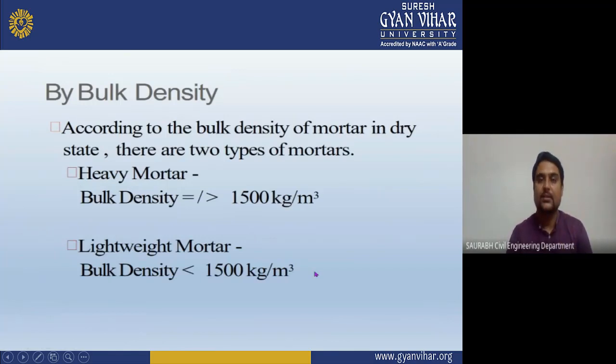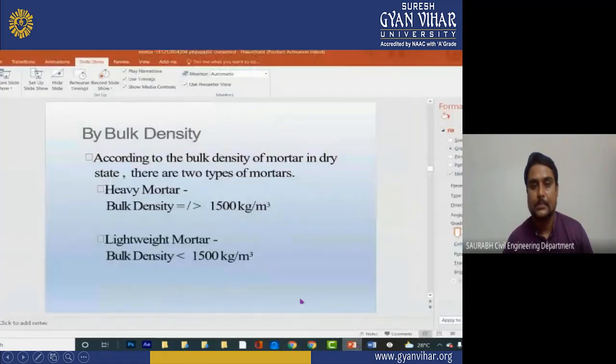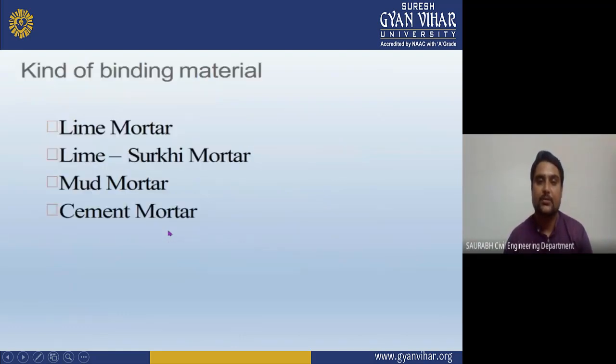First, we will see here mortar classified on bulk density. According to bulk density in dry state, there are two types of mortar. First one is heavy mortar, and second one is lightweight mortar. Heavy mortar has a bulk density of more than 1500 kg per meter cube, and lightweight mortar has a bulk density of less than 1500 kg per meter cube.